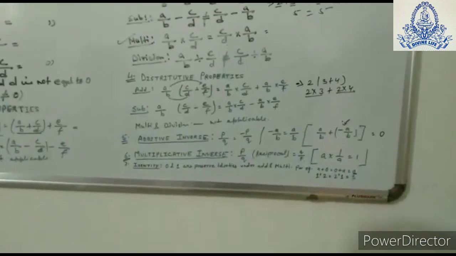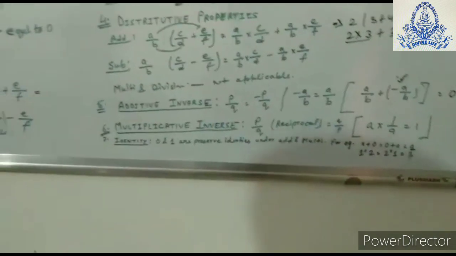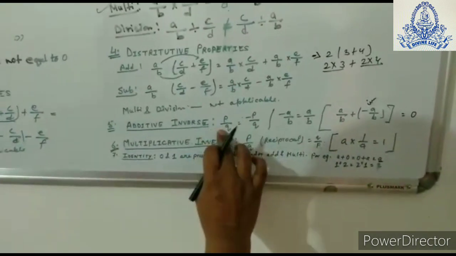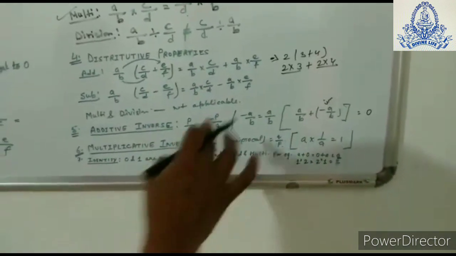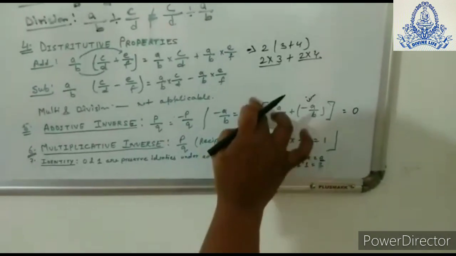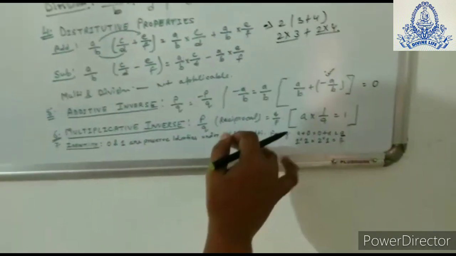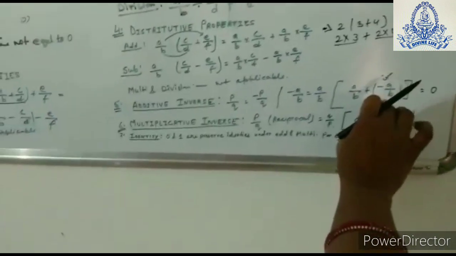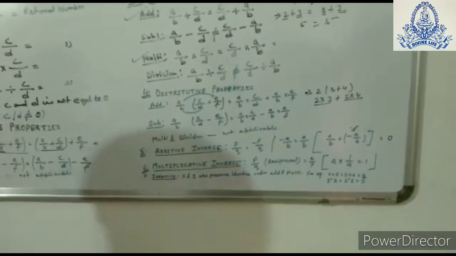Now the next very important topic is additive inverse. In additive inverse, a rational number changes its sign. A rational number P upon Q changes its sign to minus P upon Q, or minus A upon B is the inverse of A upon B. The main criterion is that a rational number and its additive inverse sum is always 0.